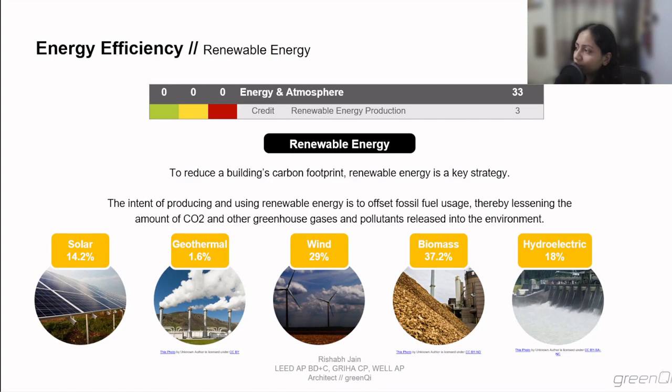So to shift to renewable energy, there are various forms of renewable energy that we can consider when we are trying to offset our energy source. The intent here is to reduce the building's carbon footprint, and renewable energy is a key strategy. This is basically to offset the fossil fuel usage, thereby lessening the amount of CO2 emissions and other greenhouse gases released into the environment. So we have various forms: solar, geothermal, wind, biomass and hydroelectric, and this is the current energy mix based on the US EPA data.